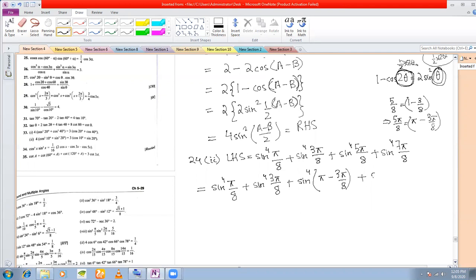Similarly, 7 pi by 8 can be written as pi minus pi by 8, because I want to write 7 pi by 8 in terms of this pi by 8. So what you see here is that 5 pi by 8 I have written in terms of 3 pi by 8, and this 7 pi by 8 I have written in terms of pi by 8. So which ones correspond to each other? These two correspond to each other, and these two correspond to each other, isn't it? So now I'm going to work with this. How to work with these?